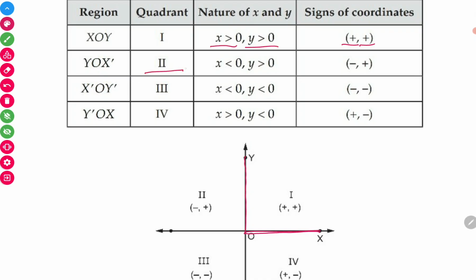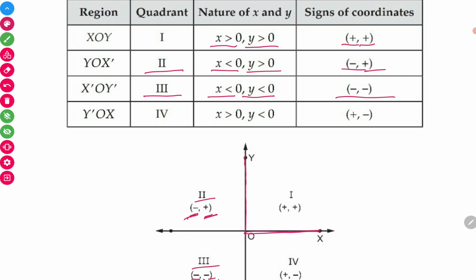In the second quadrant, x is negative and y is positive. So x is less than 0 and y is greater than 0. In the third quadrant, x and y are both negative, as we have just seen. So both are less than 0. X is less than 0, y is also less than 0.